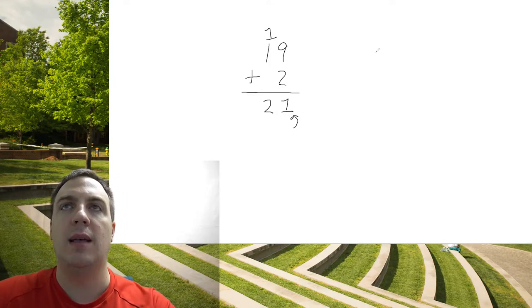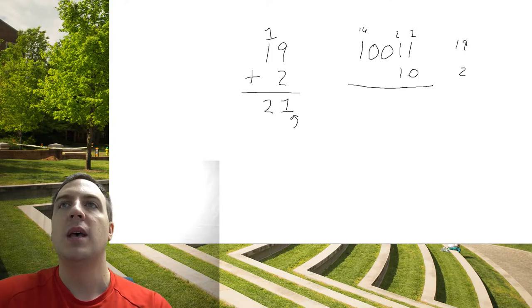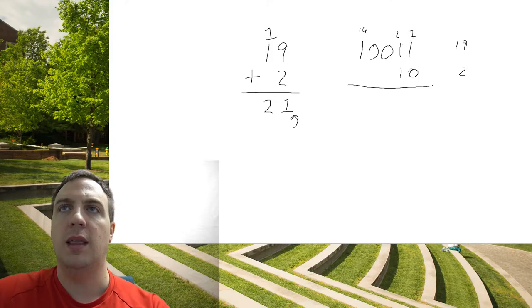So let's take a look at this in binary, which is 16, 8, 4, 2, and 1, and we'll add 2 to it. Okay, so this is actually the value 19, this is the value 2. We know that because this is the 16's place, this is the 2's place, this is the 1. 16, 17, 18, 19, so there we go. So what we're going to do is look at the 1's place first, then move on to the 2's place, the 4's place, the 8's place, and then the 16's place.